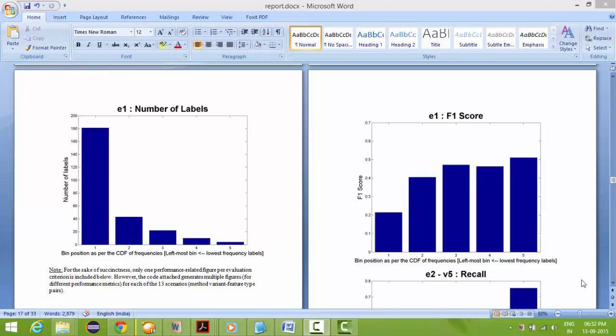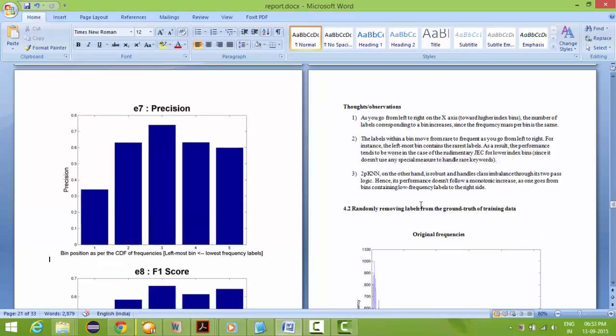The number of labels in the first bin is a lot higher than the number of labels in the last bin. This is because the frequencies of labels in bin 1 are much lower than the frequency of labels in bin 5, and the frequency mass per bin is the same. Because the labels within a bin move from rare to frequent as you go from left to right, the performance tends to be worse for lower index bins in the case of the rudimentary JEC, because it doesn't use any special measure to handle rare keywords.